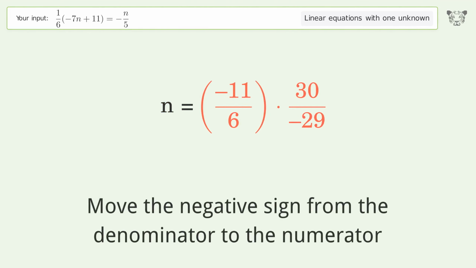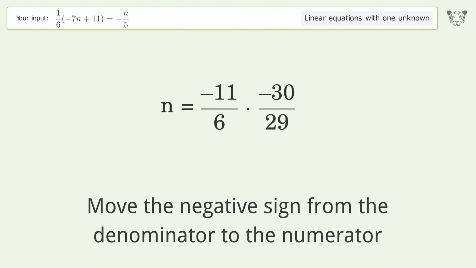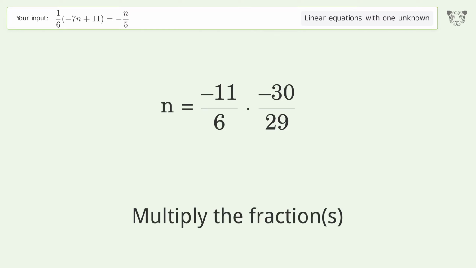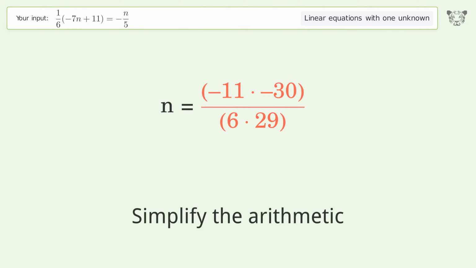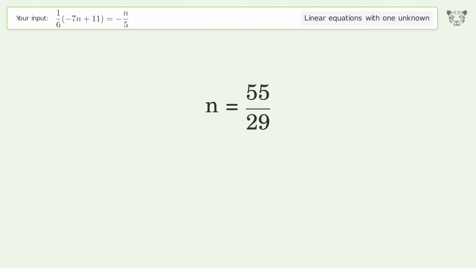Move the negative sign from the denominator to the numerator. Multiply the fractions. Simplify the arithmetic. And so the final result is n equals 55/29.